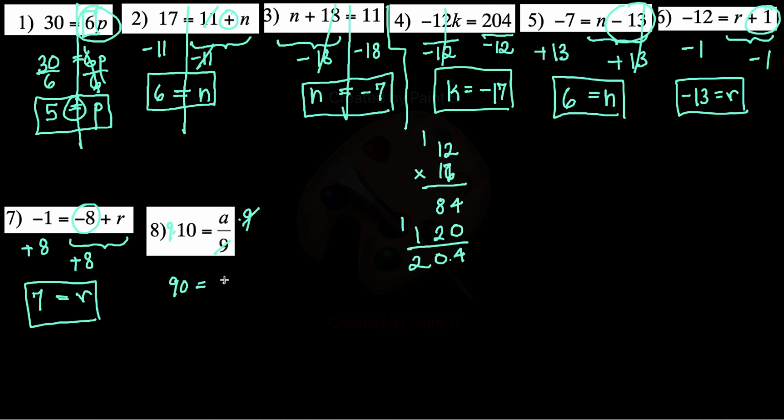And then 1 times a is just a, because you multiplied by 9 on the top, and then you have a 9 on the top and a 9 on the bottom. That just becomes 1. 1 times a is just a, and you're done with these 8 problems.